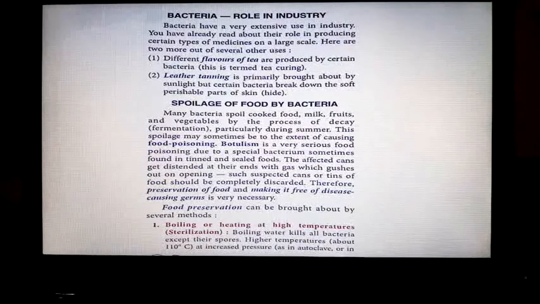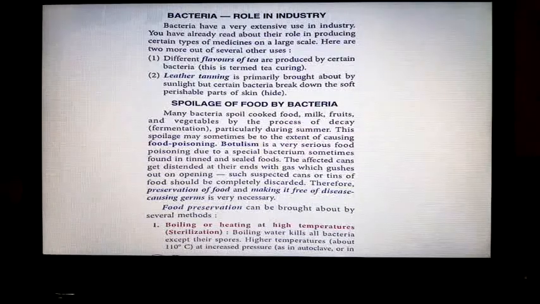Now, bacteria also play a very important role in industries, children. We are going to learn about medicine and industries. First, let us learn about industries. In industries, they are used very extensively.